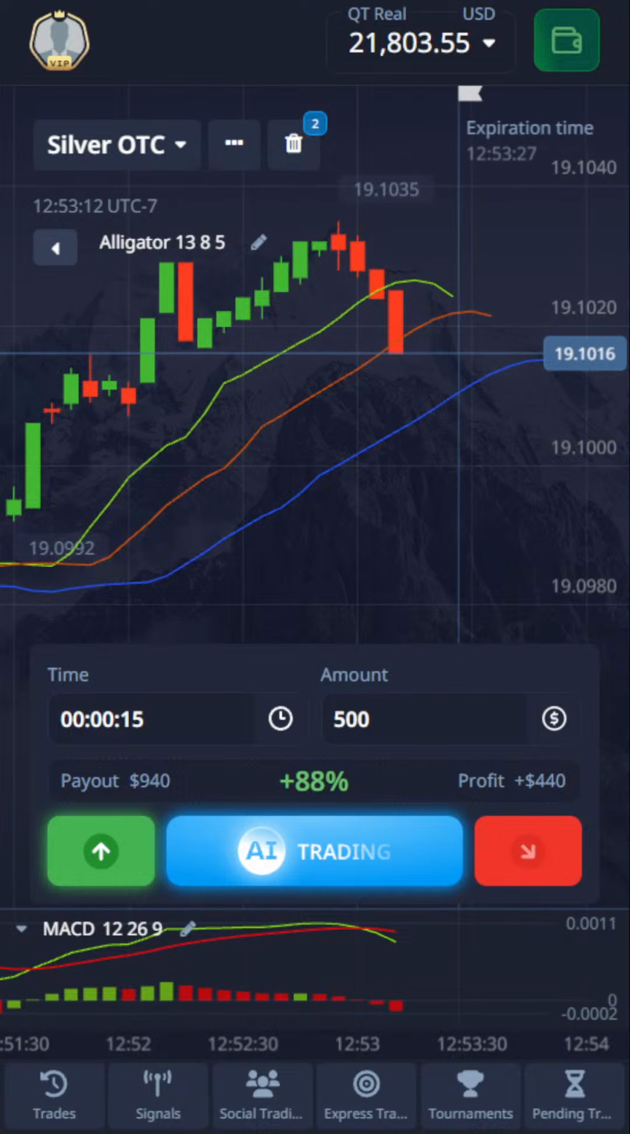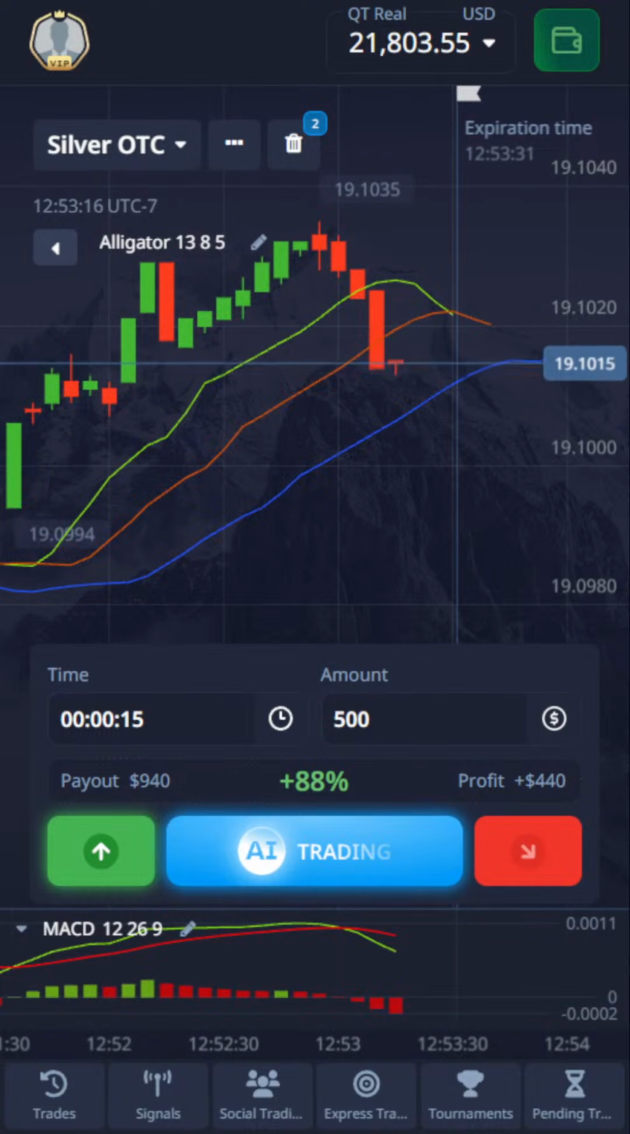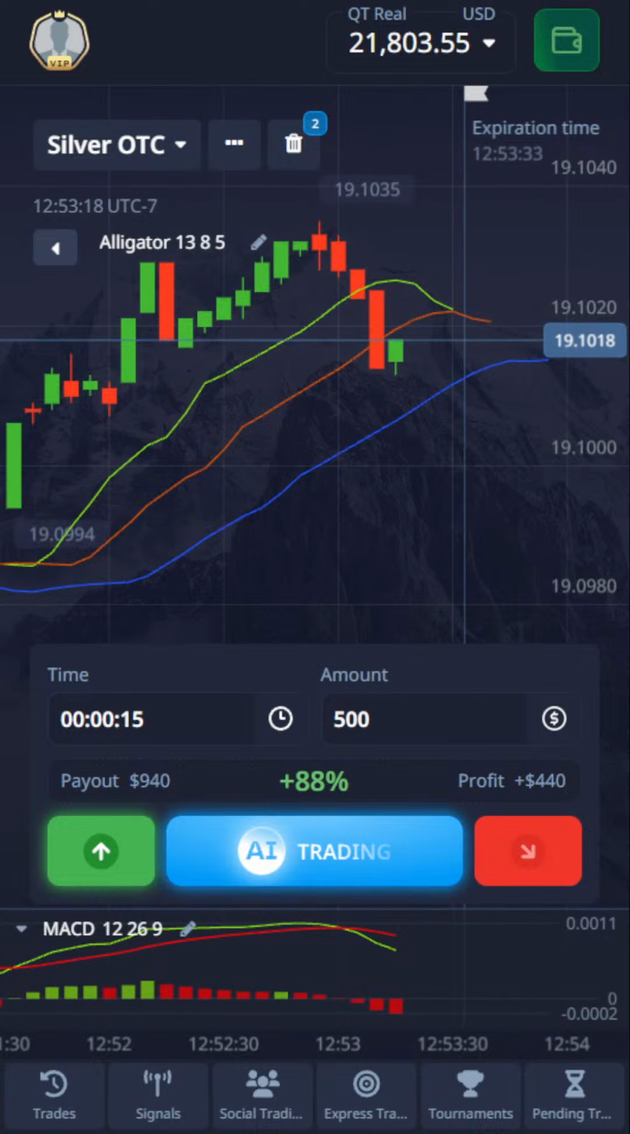Elon is asking, is this Pocket Option? Yes, this is Pocket Option.